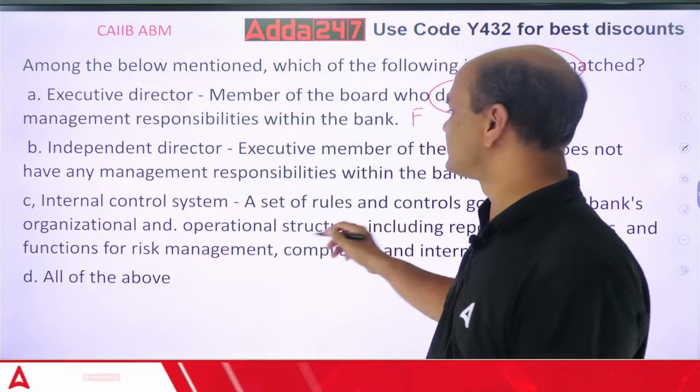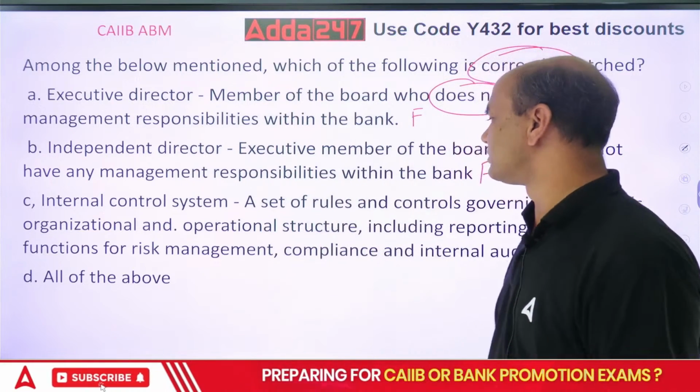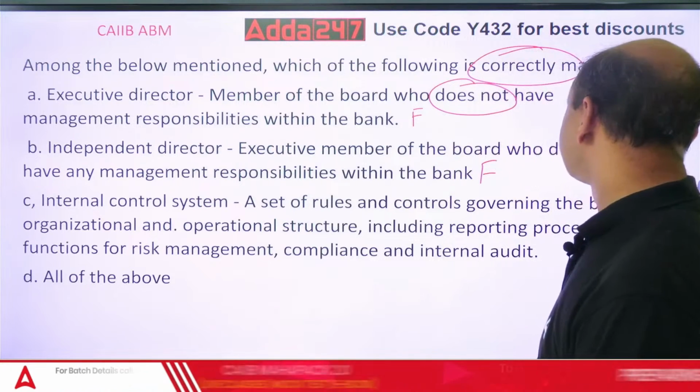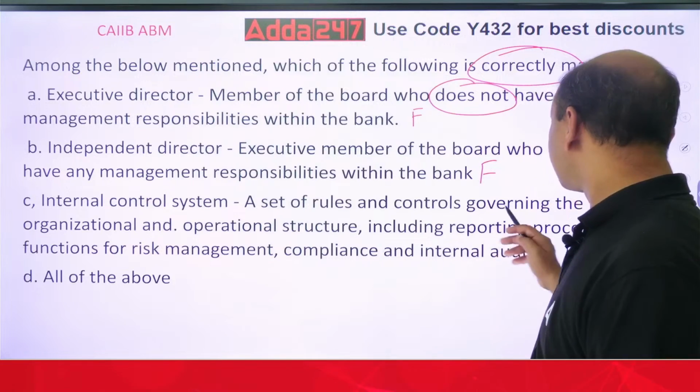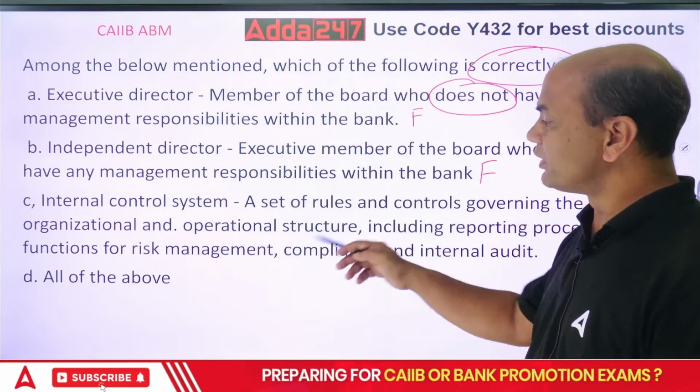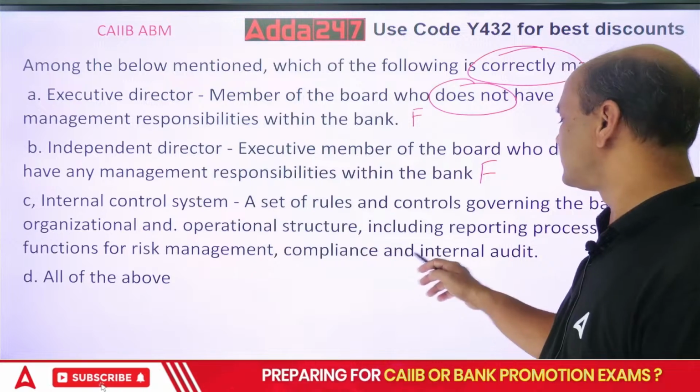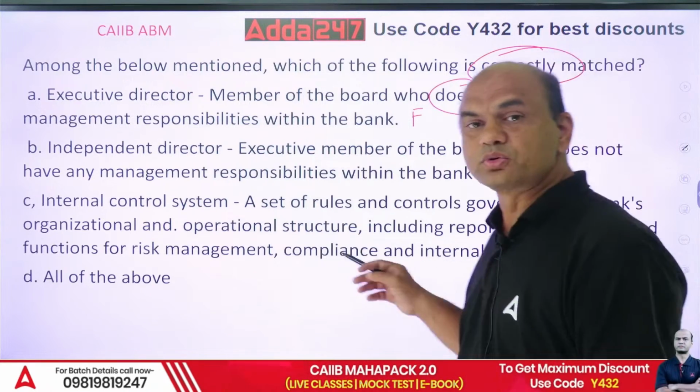And this one is true. Internal control system: a set of rules and controls governing the bank's organizational and operational structure, including reporting process and functions for risk management, compliance and internal audit. Now this is so true.